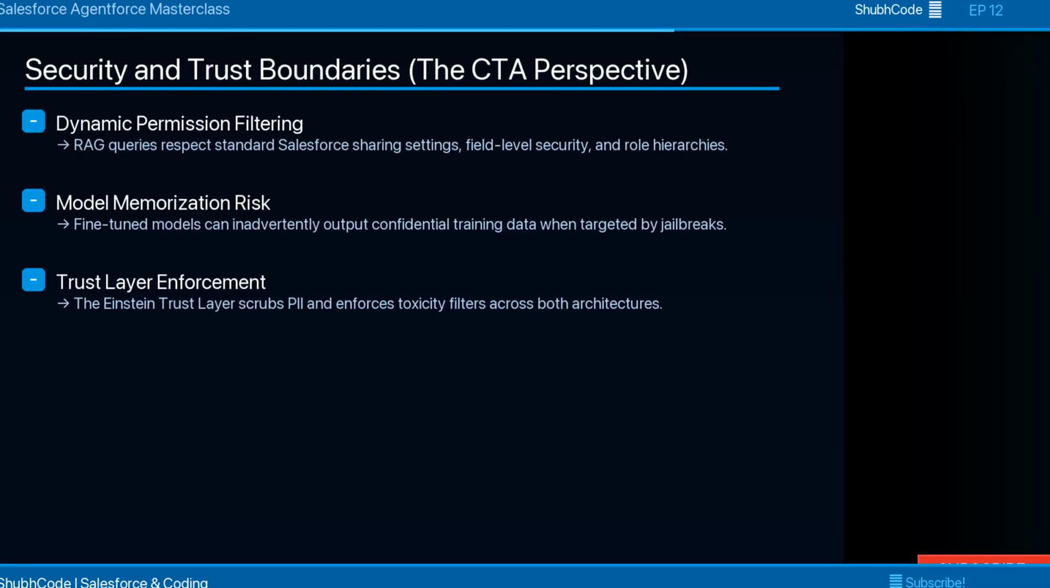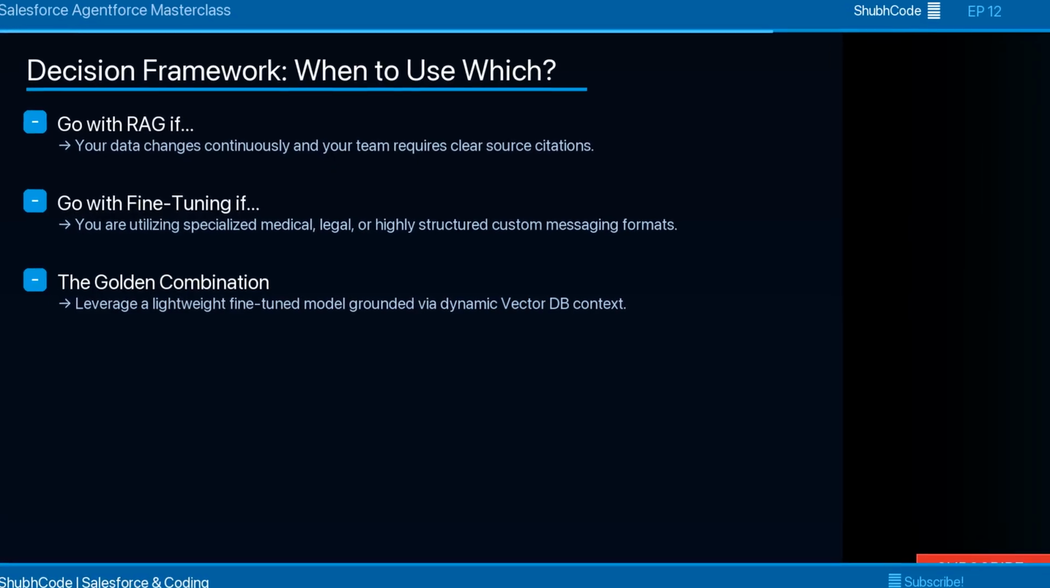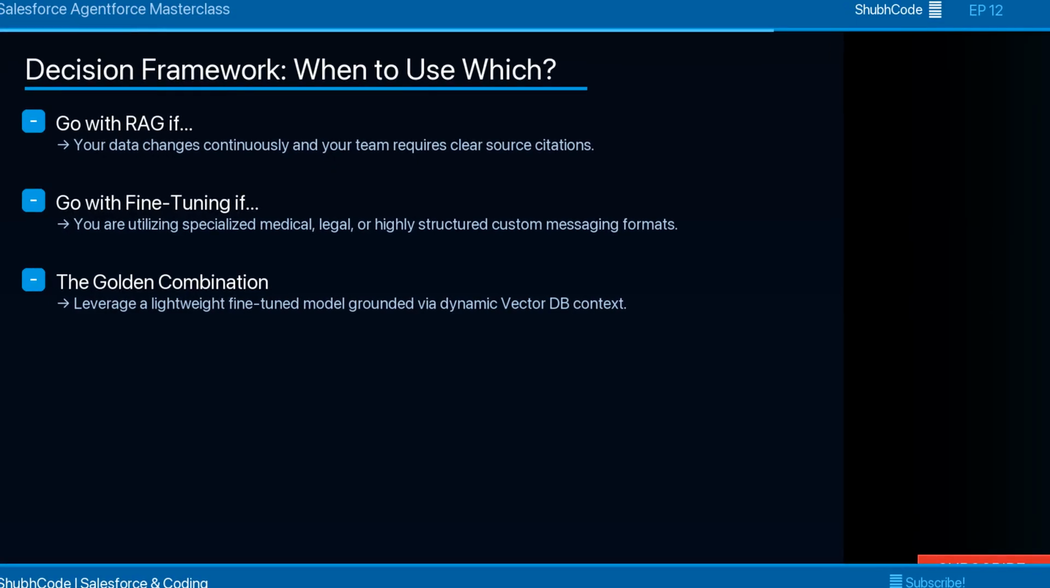Security is the ultimate differentiator for any certified technical architect. When you use RAG, Salesforce applies standard sharing rules and user permissions at the retrieval tier, meaning a service agent only sees the grounded data they are authorized to access. With fine-tuning, if sensitive salary or HR data is included in the training dataset, that information becomes permanently baked into the model's parameters. This poses a massive security risk, as clever user prompts can easily bypass basic system guardrails to leak sensitive training data.